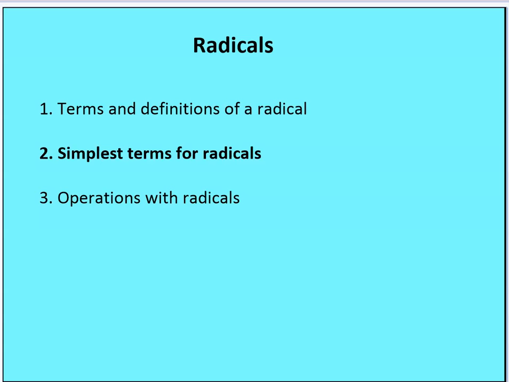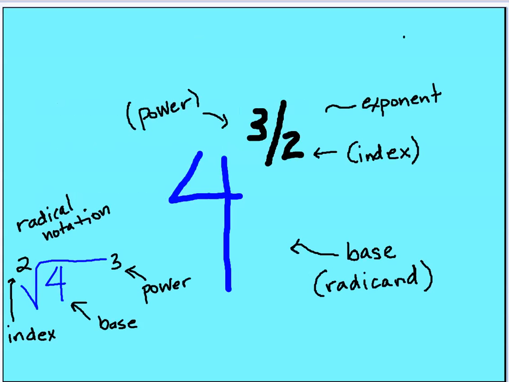All right, simplest terms for radicals. Again, I have my base, and this is in rational notation. I have my power, and then I have the index. So 4 to the power of 3 over 2. This is my base, which is my radicand, power here in radical notation, and index here.